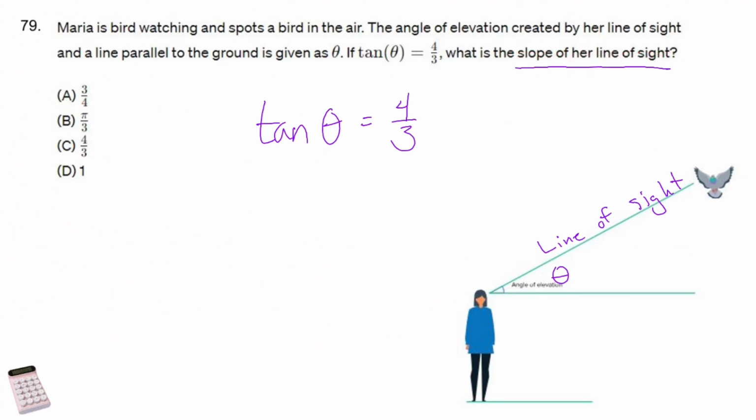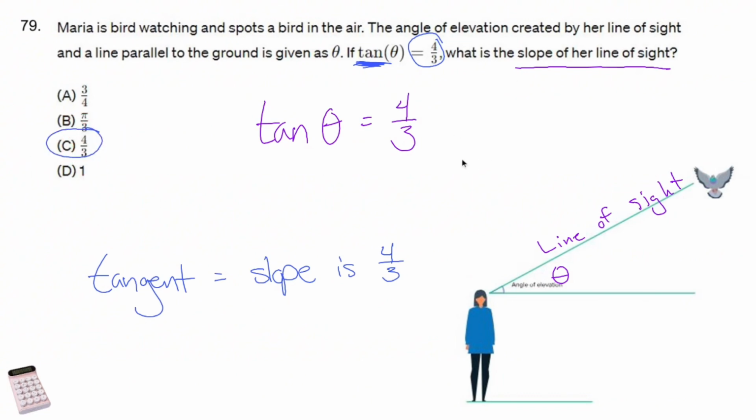You ready to get out your calculator? Don't be. You don't need it. Tangent, by definition, means slope. When you get to calculus, one of the first things that you will learn is tangent means slope of a line at a point. So when it says the tangent is 4/3, that is the exact same thing as saying the slope is 4/3. So the slope of her line of sight is 4/3.